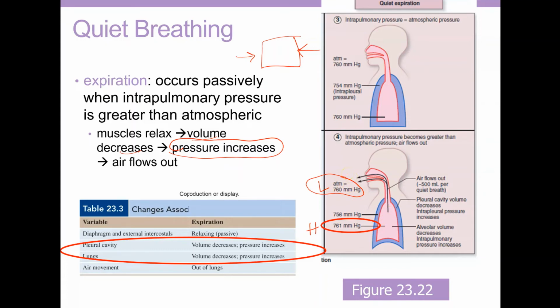And again, it's just a quiet breath. It's a passive movement. It's not really a push. The air is just going to go from that high pressure region inside of your lungs to the low pressure region. So everything is the opposite in this chart. So do you have to memorize two sides of it? No, just memorize one and then know that everything is the opposite. So you've relaxed those muscles, your volume decreases, so your pressure increases, and then the air is moving out of your lungs. So that's quiet breathing.